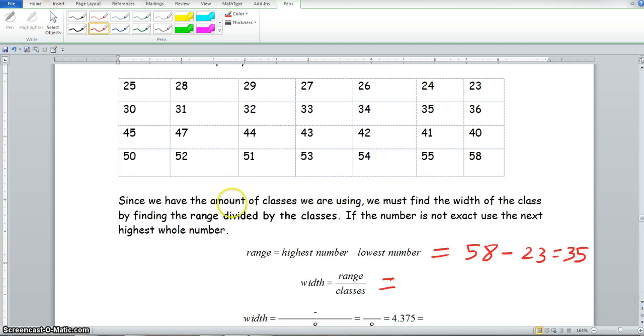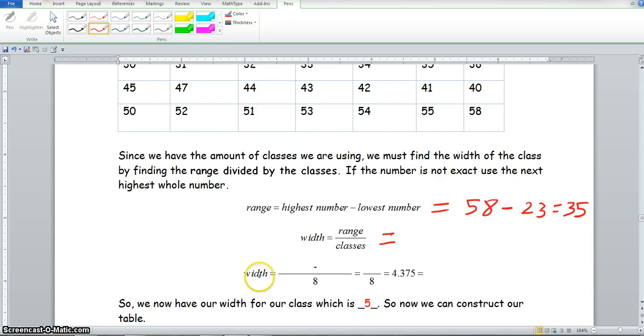Now, since we have the amount of classes we are using, we must find the width of the class by finding the range divided by the classes. If the number is not exact, use the next highest whole number. So now we have the range. We have the highest number minus the lowest number. The highest number in this set of data is 58. The lowest number is 23. 58 minus 23 is 35.